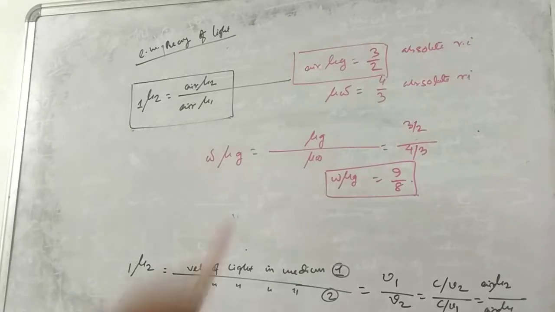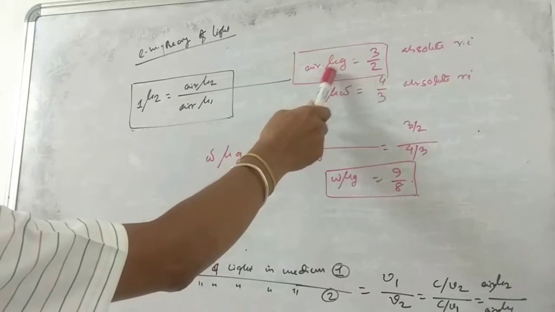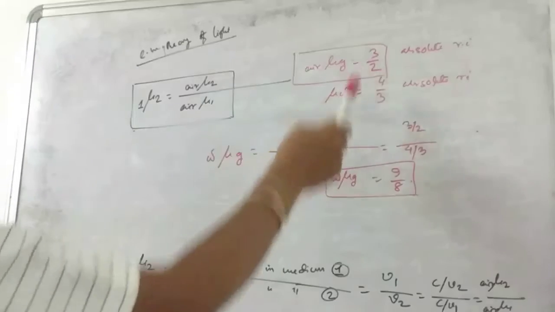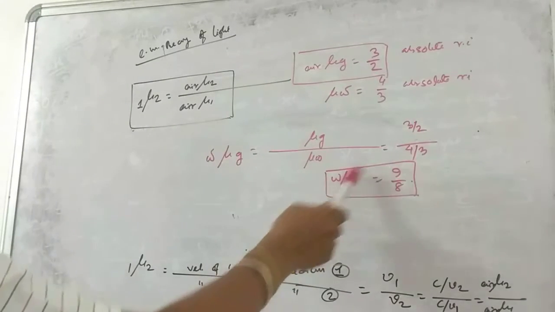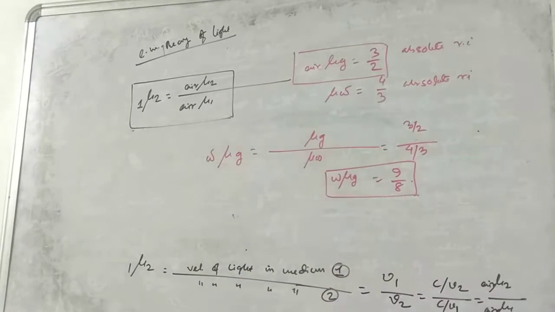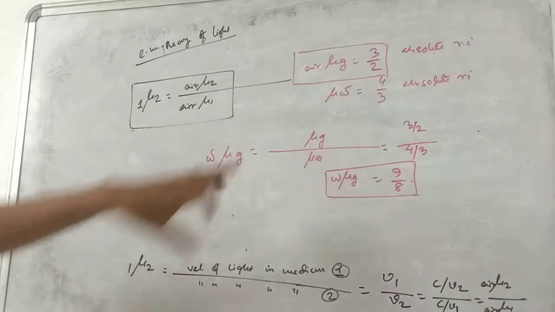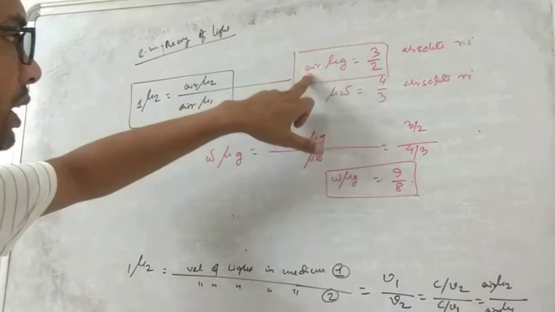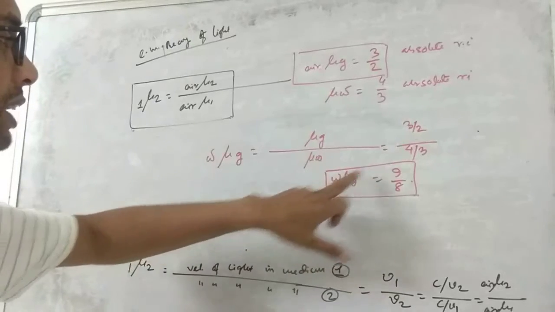Because mu g, the glass refractive index with respect to air, is 3/2, and glass with respect to water is 9/8. So whenever the question asks what is the refractive index of the glass, you should also mention with respect to which medium the refractive index of the glass is to be determined. Here mu g with respect to air is 3/2, and mu g with respect to water is 9/8.